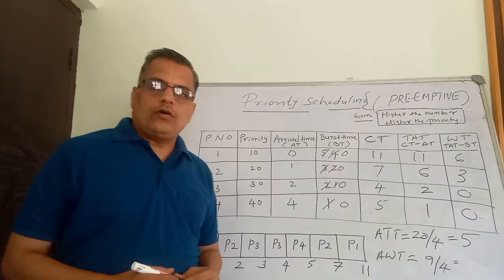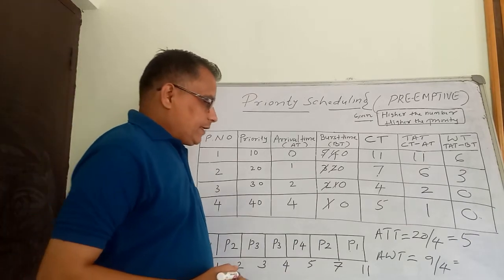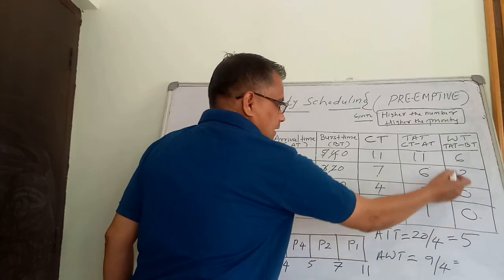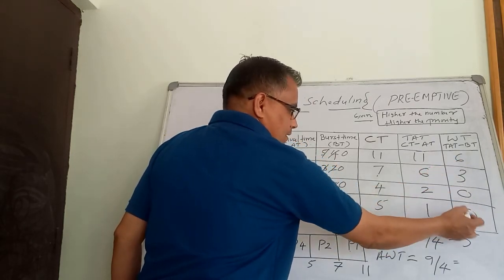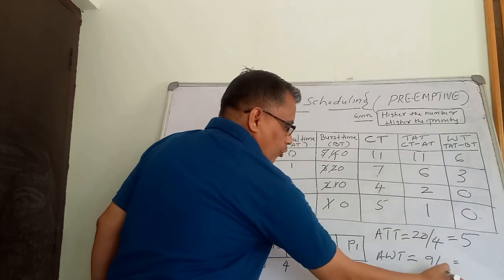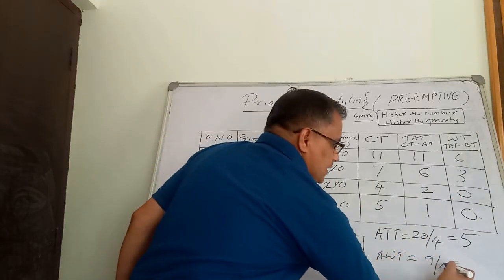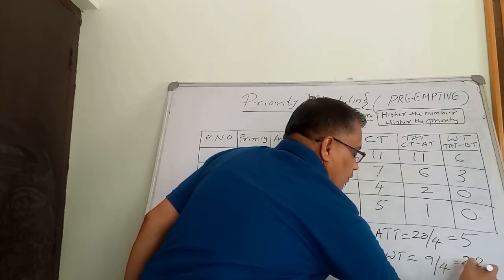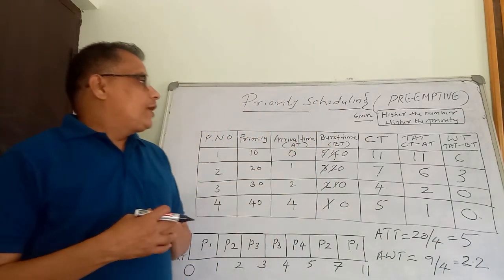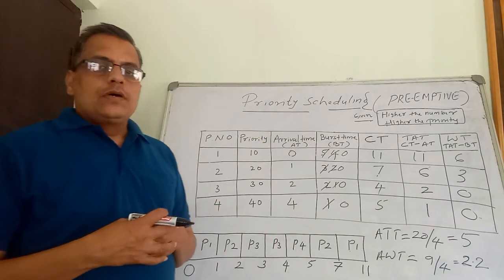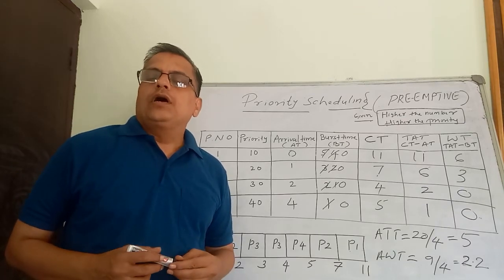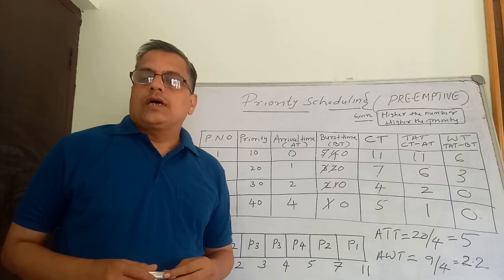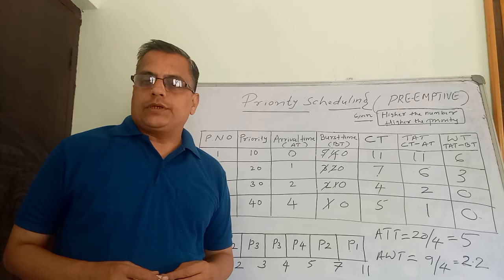You have to find out average waiting time. So average waiting time can be found by adding the individual waiting times of the processes. 6 plus 3 plus 0 plus 0. That means 9 divided by 4, where 4 is the number of processes. That comes to around 2.2. So this is how we have to solve the problem related to the priority scheduling algorithm. Mode is preemptive. I hope you understood this problem with the solution. Thank you very much, my dear students.